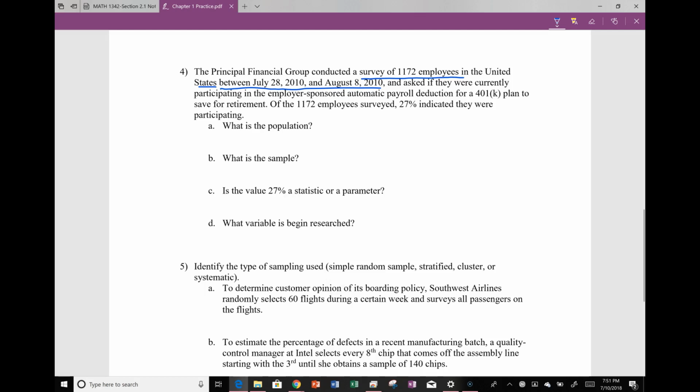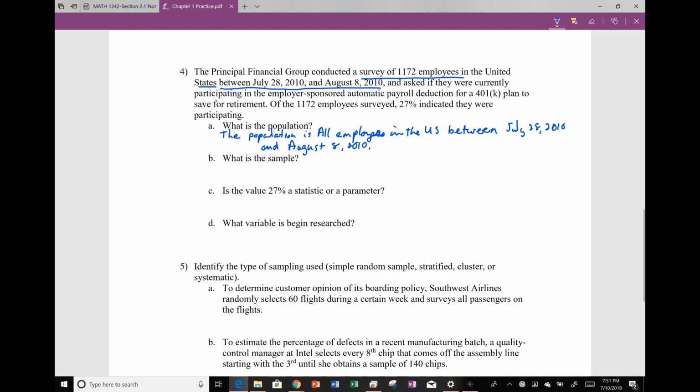Well, the population is all employees in the U.S. between July 28, 2010 and August 8th, 2010. Notice, I am being extremely specific.